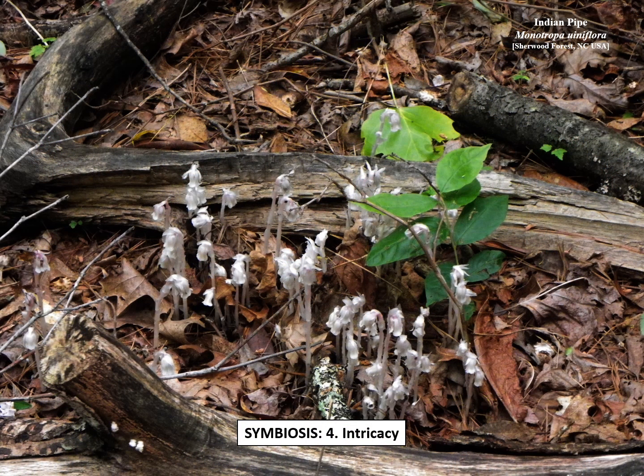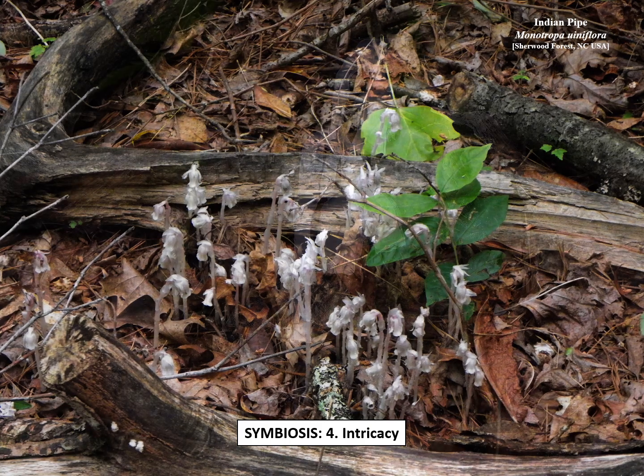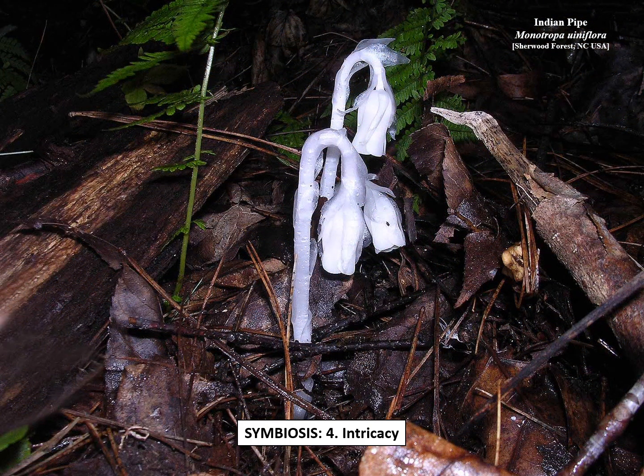Intricacy. Symbiosis is interwoven with others in intriguing but quite complicated combinations. The Indian pipe is a flowering plant with no chlorophyll, so it cannot produce its own carbohydrate as most other plants do. It forms a 3-way partnership below ground with forest trees and their mycorrhizal fungi. That we call mycoheterotrophy.